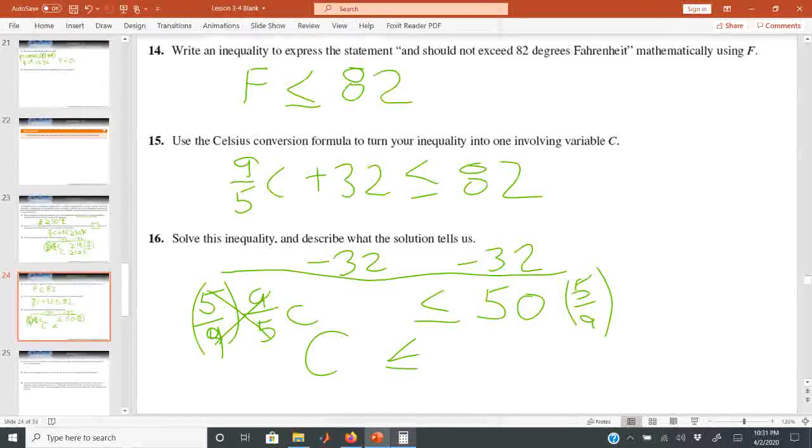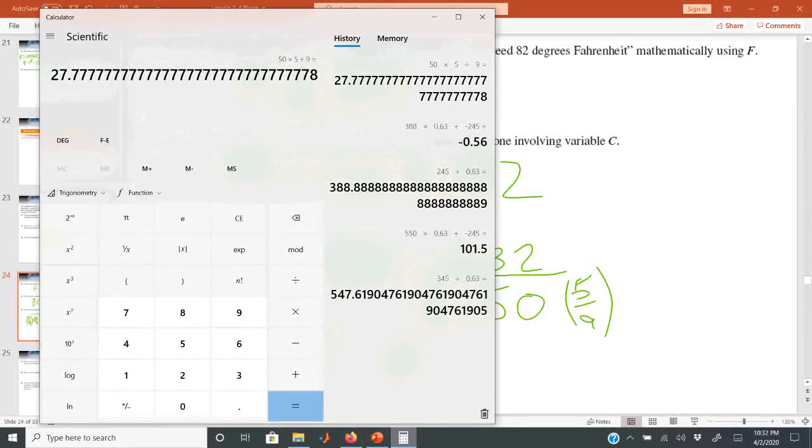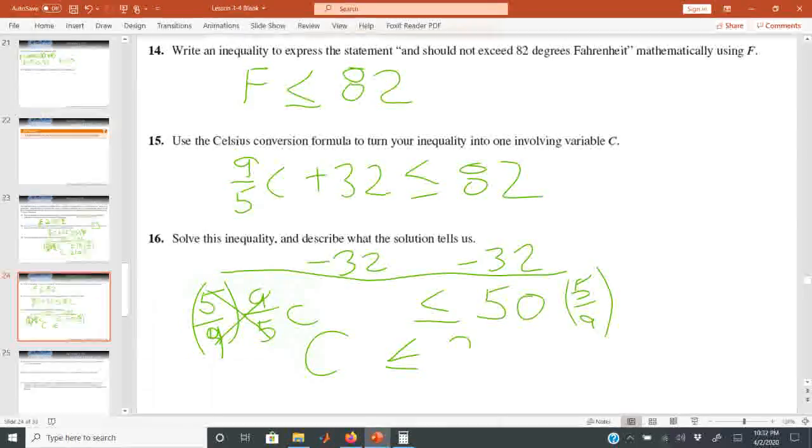So if I say it has to be less than or equal to 28, if it were 28, it would actually be above 82 degrees Fahrenheit. So it'd be less than a degree Celsius above. It'd be 3/10 of a degree above, but it would be above. So even though 27.777 is closer to 28, I want to say C has to be less than 27.